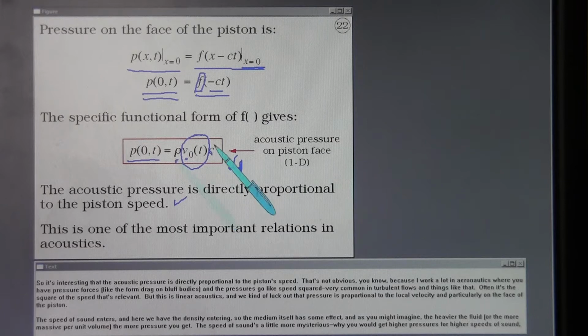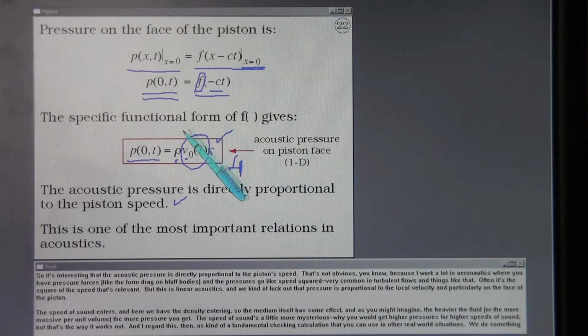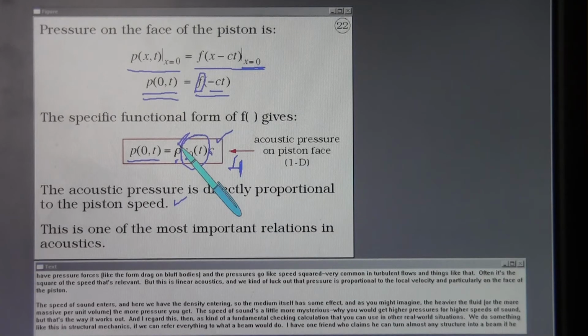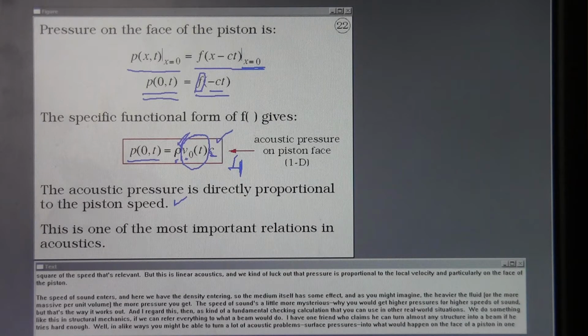The speed of sound enters, and here we have the density entering. So the medium itself has some effect, and as you might imagine, the heavier the fluid or the more massive per unit volume, the more pressure you get. The speed of sound's a little more mysterious, why you would get higher pressures for higher speeds of sound, but that's the way it works out. And I regard this then as kind of a fundamental checking calculation that you can use in other real-world situations.